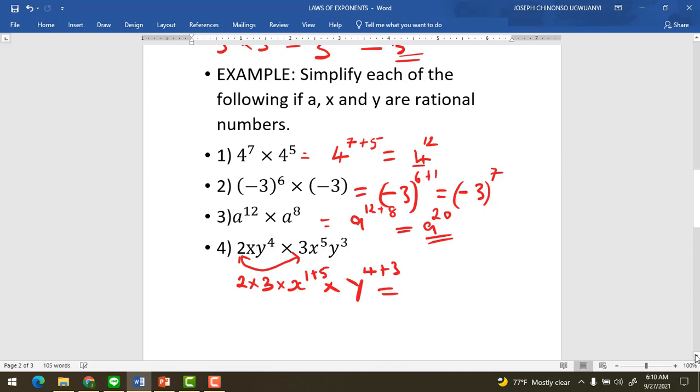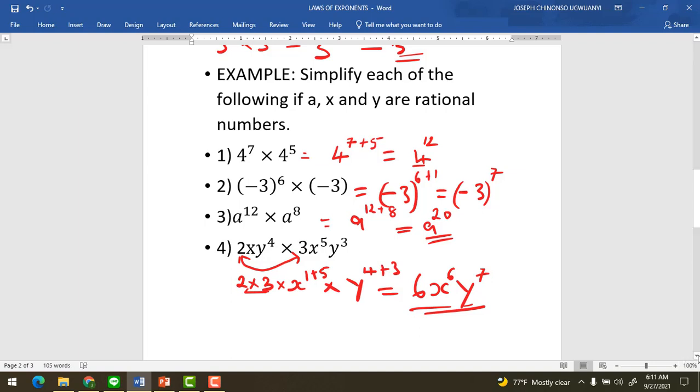So what do we have? 2 times 3 is 6, times x, 1 plus 5 is 6. Then y, 4 plus 3 is 7. So that is that. You can see that the use of the first law is quite simple.